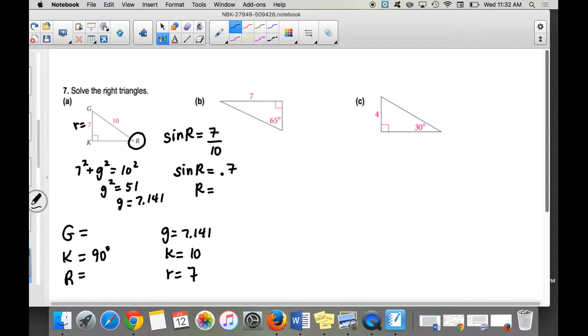How do I get rid of that sine? What's the opposite of sine? Inverse sine. So I do inverse sine of 0.7. And when you do inverse sine of 0.7, you get R is equal to 44.427.